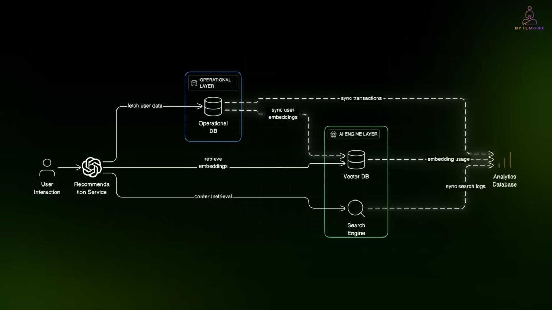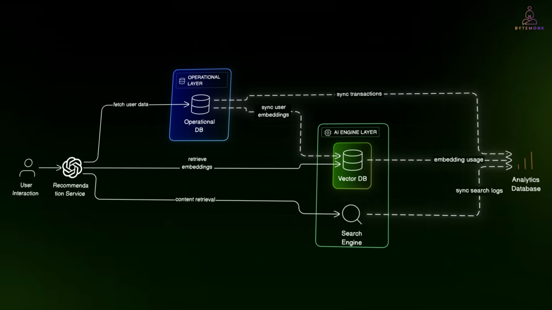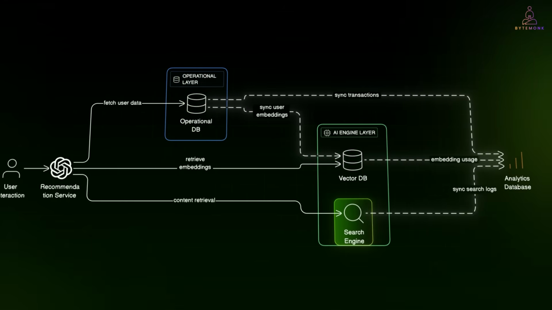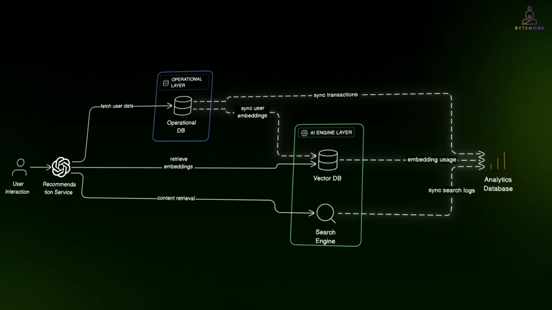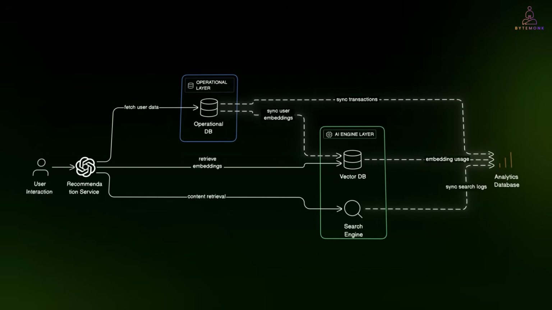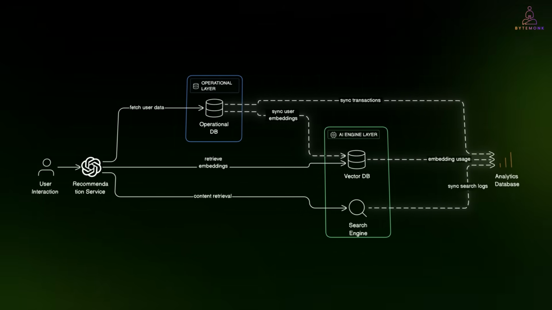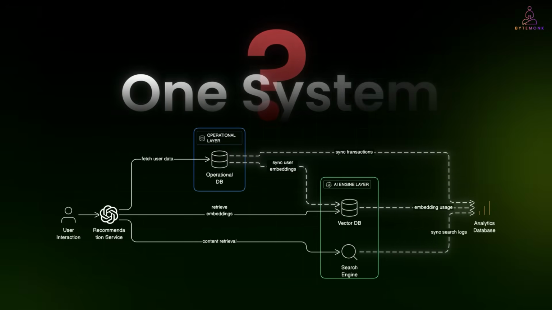Now, if you look at how these systems are typically built, especially at companies running AI at scale, you'll often see this pattern. There's an operational database handling user data and transactions, a separate vector database for AI embeddings, maybe a search engine like Elasticsearch, and an analytics database for metrics. Each tool is specialized for its job, which is great, but it also means you are managing multiple systems and keeping them all in sync.